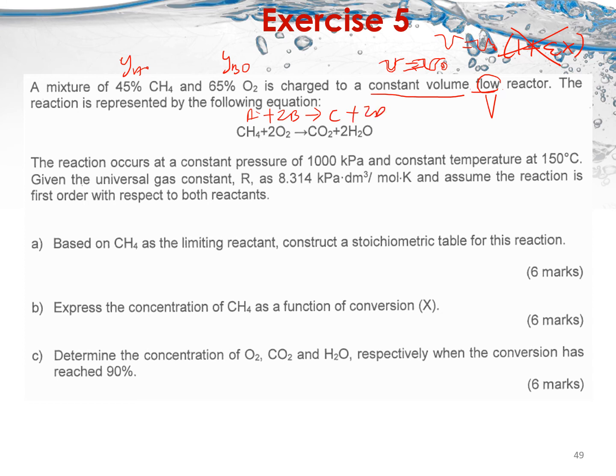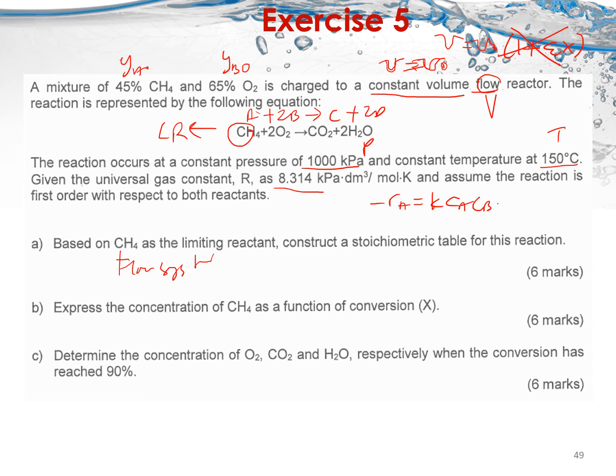The reaction occurs at a constant pressure of 1000 kPa, so this is the pressure, and a constant temperature of 150 degrees Celsius, so this is T. It is also given the R. Assume that the reaction is first order with respect to both reactants, which means negative rA is equal to kCACB. Based on CH4, this would be the limiting reactant. So you need to construct a stoichiometric table for the flow system. Then you need to get CH4 as a function of X.